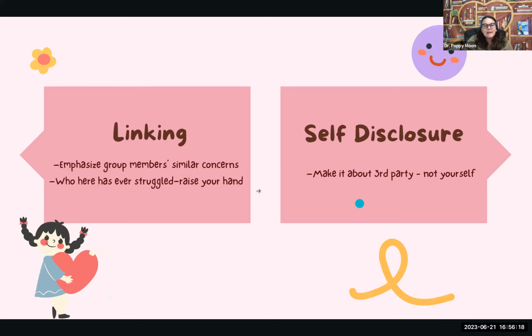Okay, linking. This is one of the most important things that you can do as a group leader. Linking is when you take group members and you link them together in terms of similarities and in their strengths. And this helps them figure out how they can work together. So if you say, okay, John, I really see that Sally is feeling some of that same frustration in her math class as you are. What do you guys think about that?